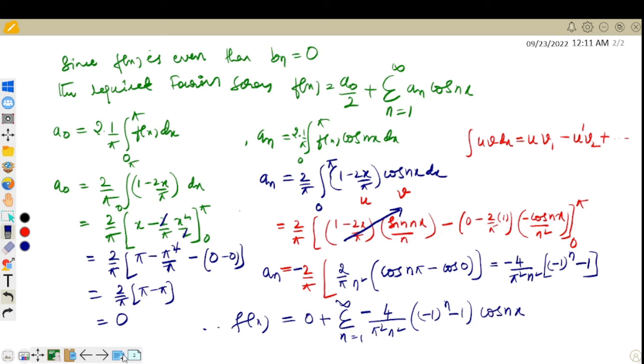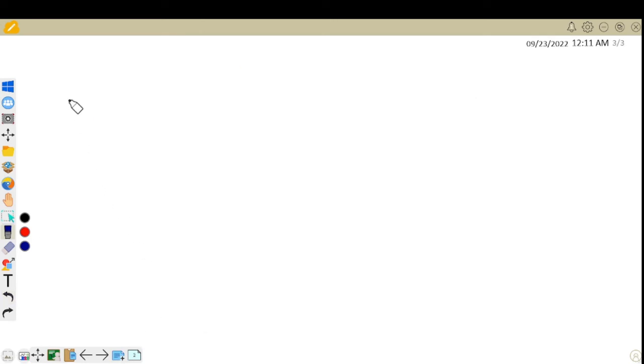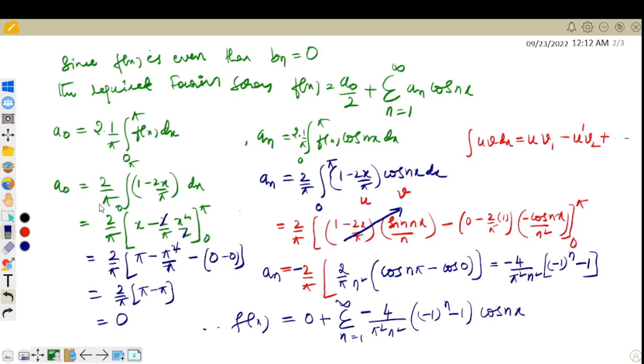So I will rewrite this one again. f of x is equal to minus summation n runs from 1 to infinity, 4 by pi square n square into minus 1 whole raised to n minus 1 into cos nx. So just go back and observe: minus 1 whole raised to n minus 1. Okay, fine.